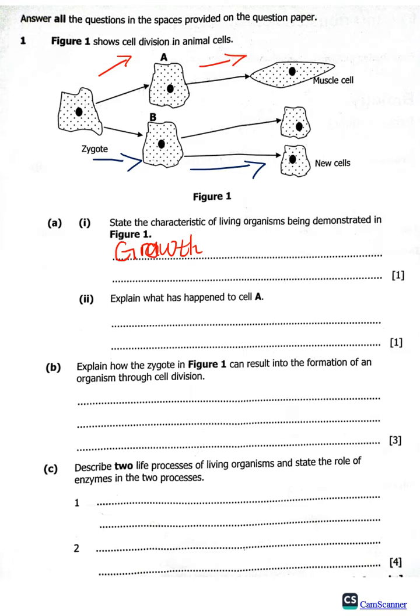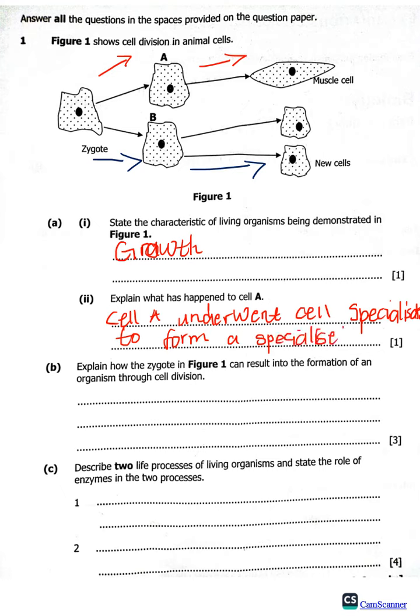So we can say cell A underwent cell specialization to form a specialized muscle cell.